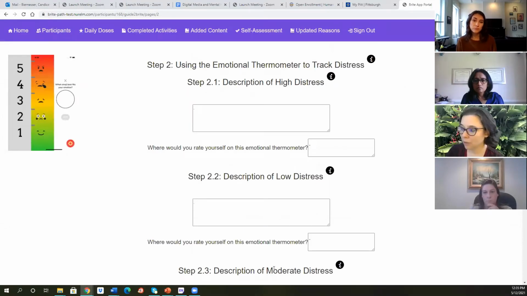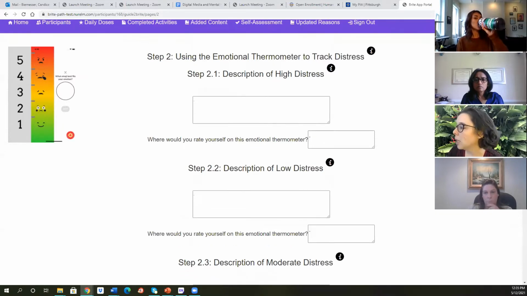But certainly for a newer patient, that potentially is useful to go through. So this second step is about using an emotional thermometer to track distress. This is the actual emotional thermometer within the app. It goes from the smiley face, which is a low level of distress, up to this face, which is a higher level of distress in red.